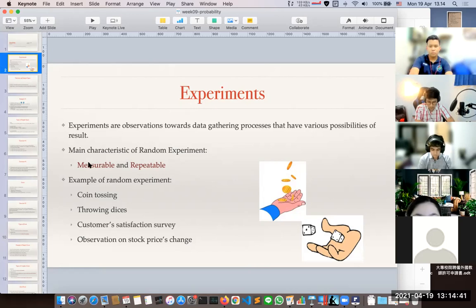So these two are basic characteristics of random experiments. For example, earlier I already told you about coin tossing and also throwing dice. Even throwing a die is counted as an experiment. Another real world example is a customer satisfaction survey.